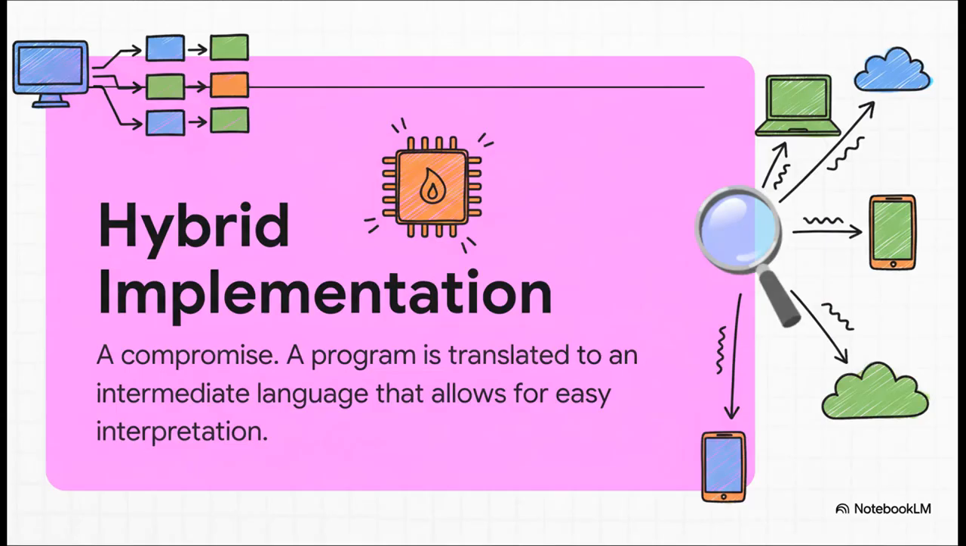So, to try and get the best of both worlds, a lot of modern languages like Java and Python use a hybrid system. What happens here is your code is first compiled, but not into machine code. It's compiled into an intermediate language, something like Java's bytecode. Then, a special program called a virtual machine interprets that bytecode. This gives you that amazing portability, the whole write once, run anywhere idea, while still being much, much faster than just interpreting the original code from scratch.